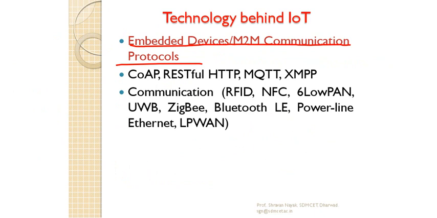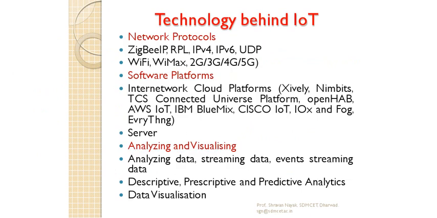Bluetooth, Powerline, Ethernet, LPWAN. So these are all the different communication mechanisms that we generally use in the IoT environment. Anyway, we will come to the details of this as and when they appear in our discussion, and some of the things have already come here, right?